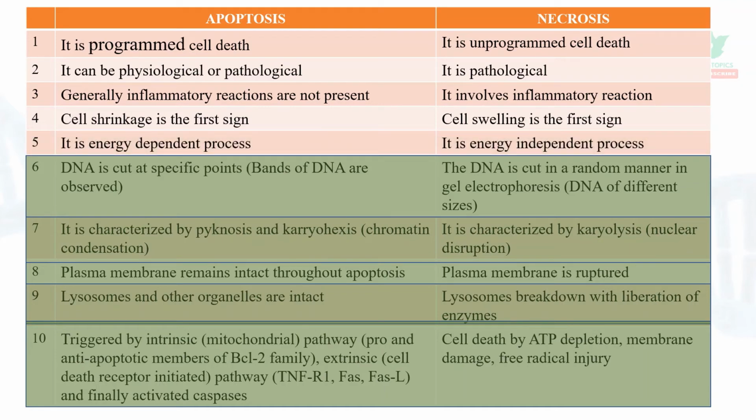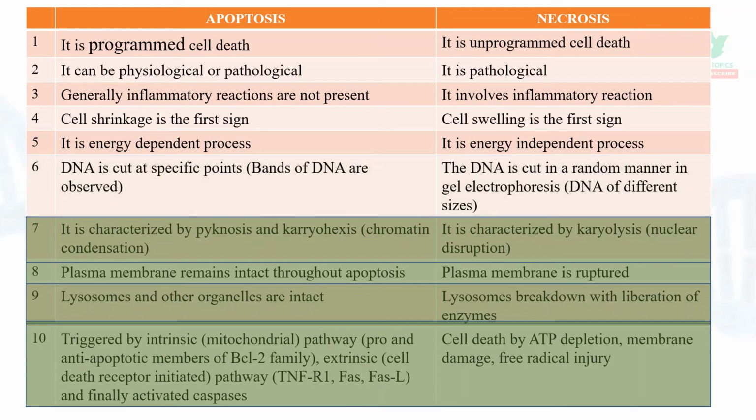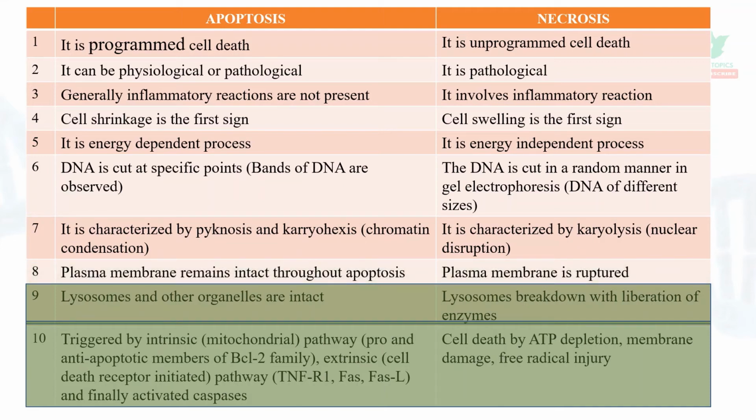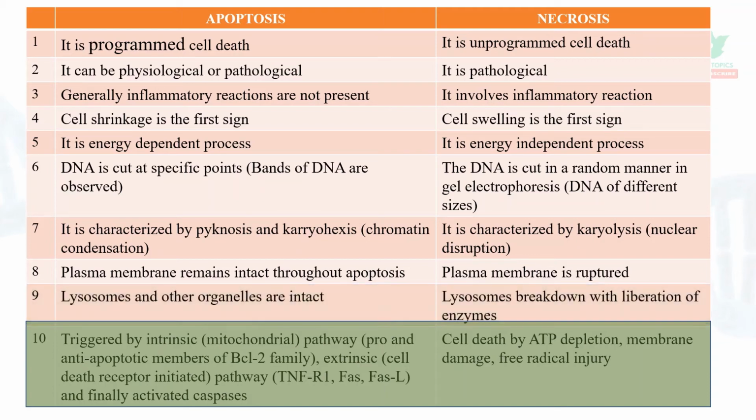Apoptosis is an energy dependent process. Necrosis is an energy independent process. In apoptosis, DNA is cut at specific points. In necrosis, DNA is randomly cut. Apoptosis is characterized by pyknosis and karyorrhexis, whereas necrosis is characterized by karyolysis. Plasma membrane remains intact throughout the apoptosis. Plasma membrane is ruptured in the necrosis.